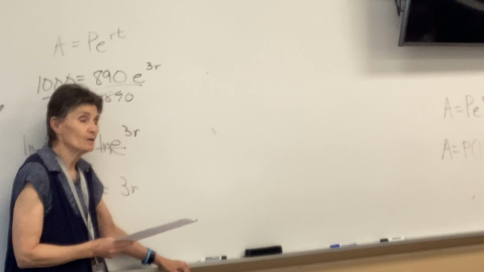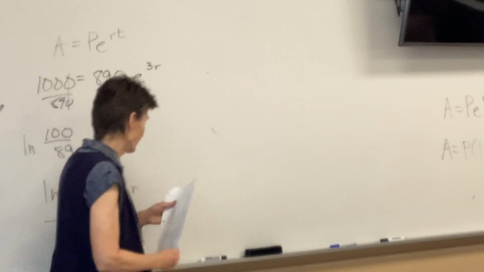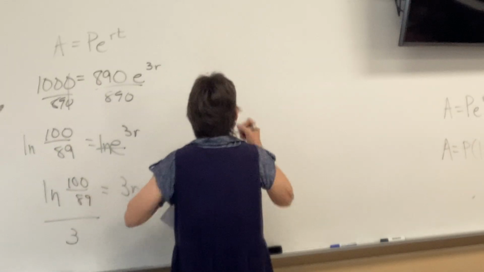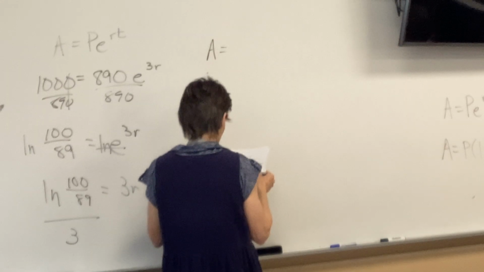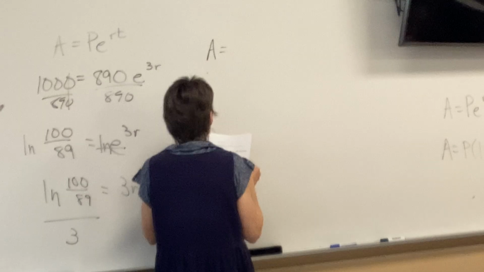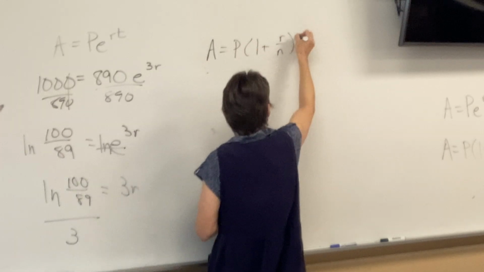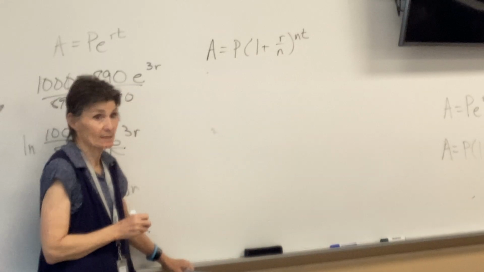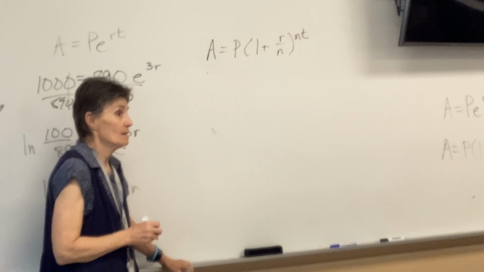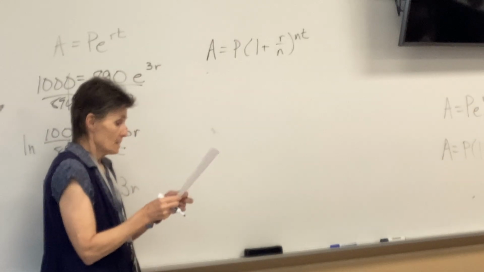Alright, so what do we do? We're going to use the second formula. How do we know that? It isn't enough to say it's money. It is compounded monthly. That is how you know. Can PERT be done with money? Yeah, if it's compounded continuously. This is monthly. This is my monthly formula, okay?